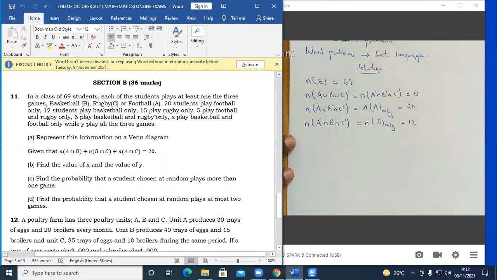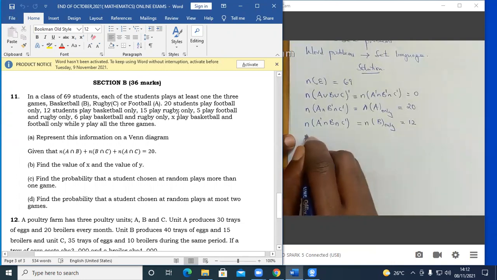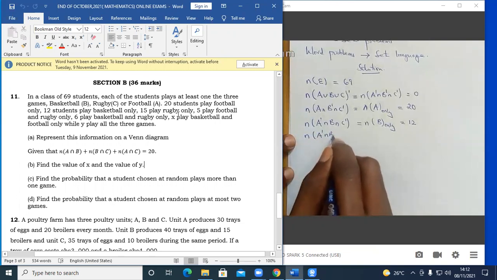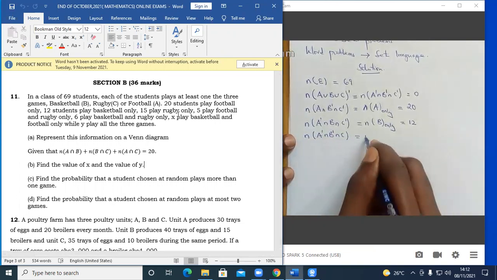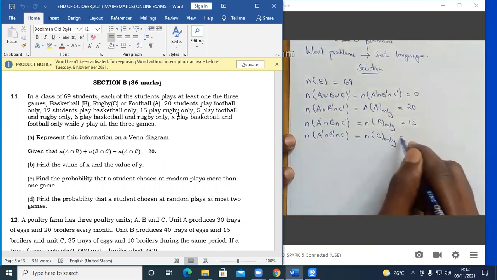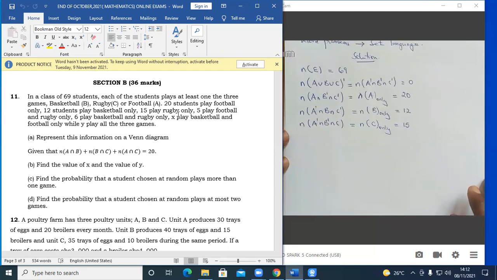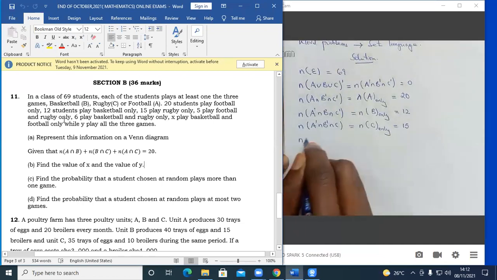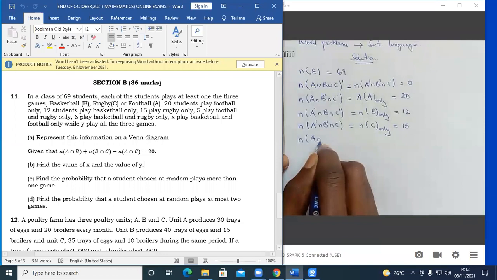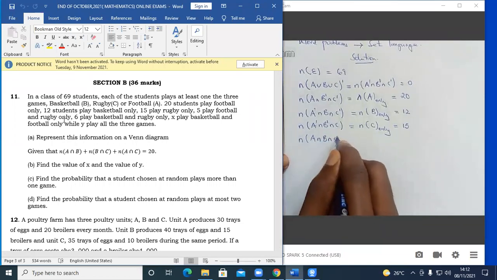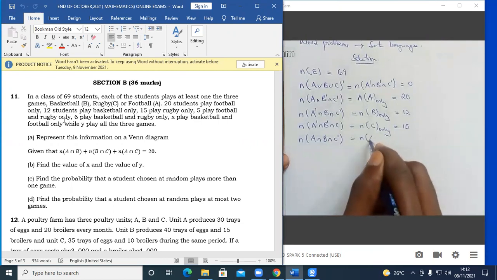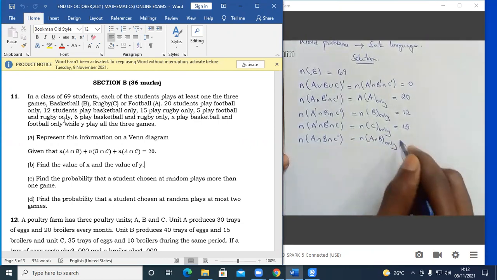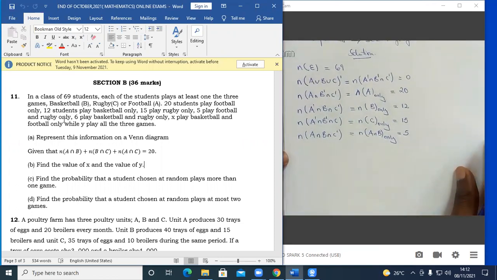Then they've also said 15 played rugby only. So A complement intersection B complement intersection C, which is the same as C only, is equal to 15. Then they've said 5 students play both football and basket only. So this is the same as A intersection B intersection C complement, which is the same as A intersection B only, which was given to be 5.